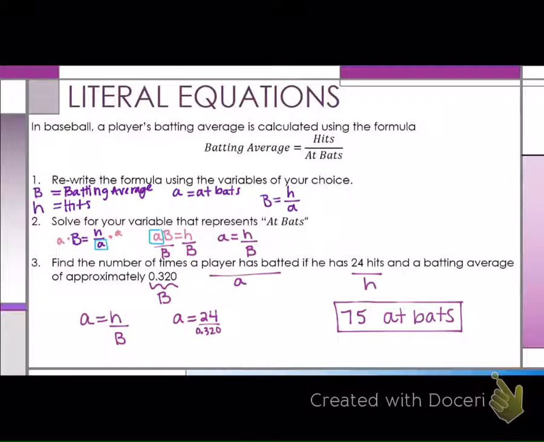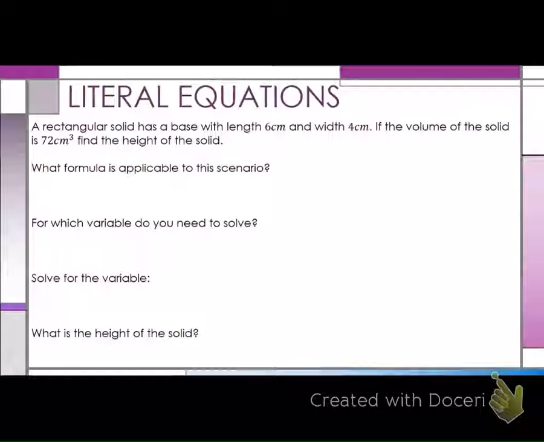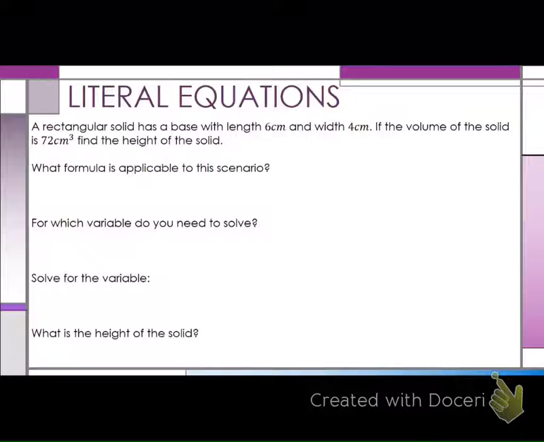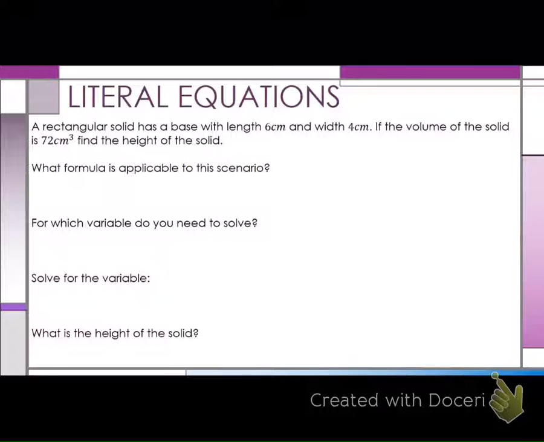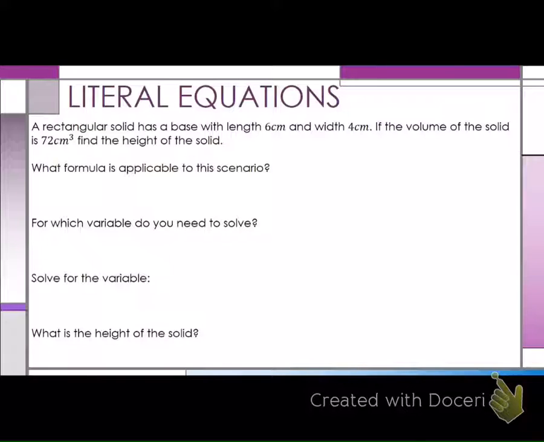One more problem and I'll get you guys your homework. Okay, a rectangular solid has a base with length 6 centimeters and a width of 4 centimeters. If the volume of the solid is 72 centimeters cubed, find the height of the solid. First of all, who knows how to find the volume, which is like if you filled it up with water, of a cube or a rectangular prism? Length times width times height. So the volume is length times width times height.